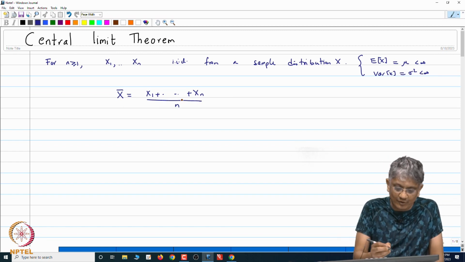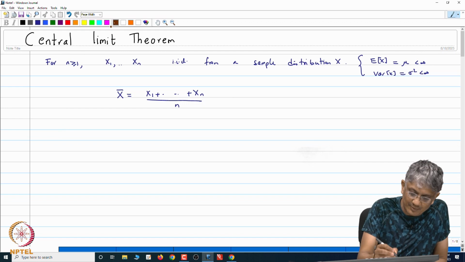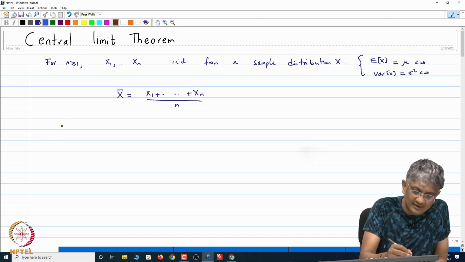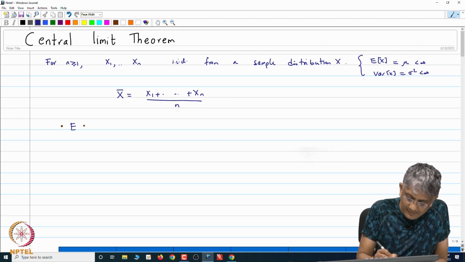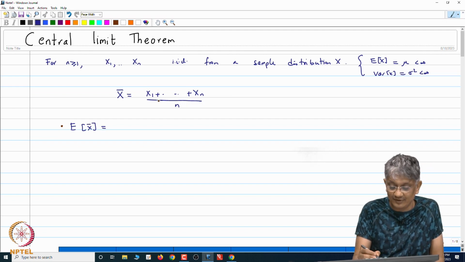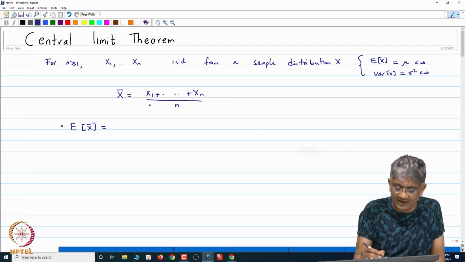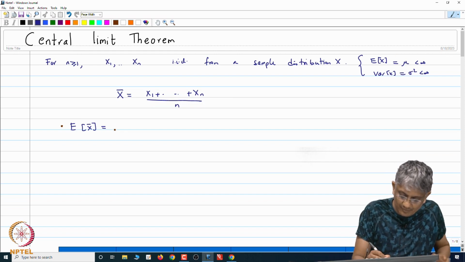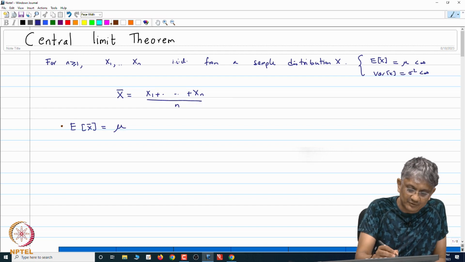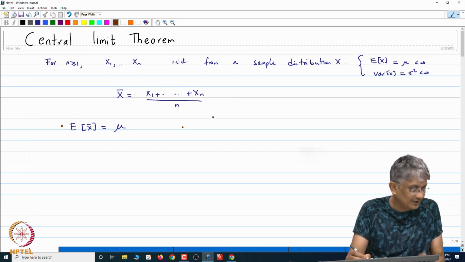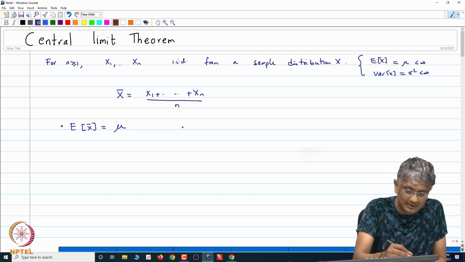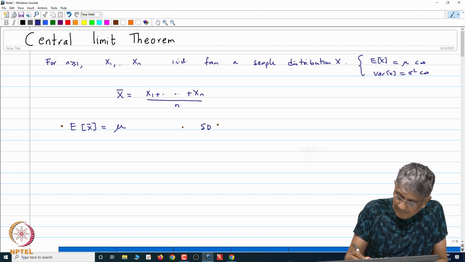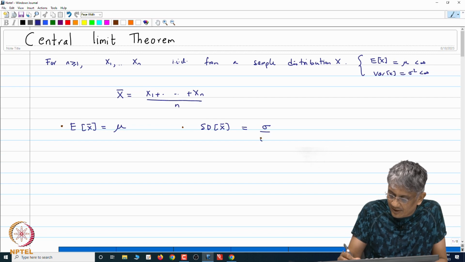We have seen this before, the two things we have seen about x bar. One is that the mean of x bar is the same as the mean of (x1 plus x2 plus ... plus xn) by n. By linearity, all of them have the same mu, so it will just be mu. And we have also seen that the standard deviation of x bar is going to be equal to sigma by root n.